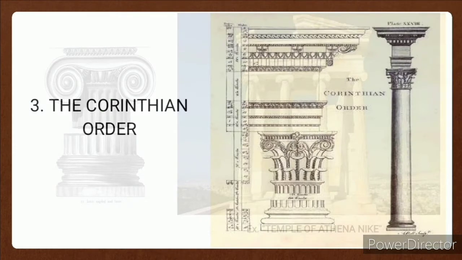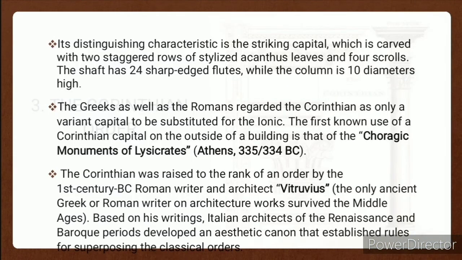The next topic we're going to discuss is the Corinthian order. Its distinguishing characteristic is the striking capital, which is carved with 2 staggered rows of stylized acanthus leaves and 4 scrolls. The shaft has 24 sharp-edged flutes, while the column is 10 diameters high.